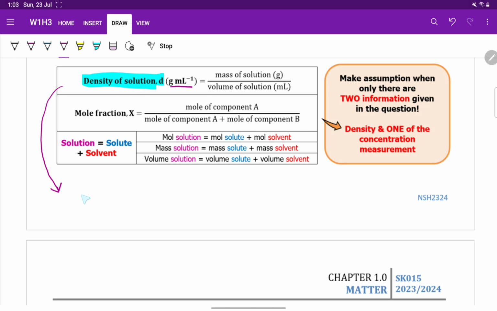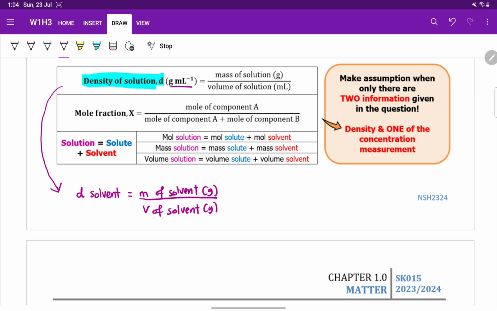If let's say you are trying to find the density of solvent, so equation dia akan berubah jadi mass of solvent. Okay, masih lagi dalam gram. Kemudian volume of solvent.